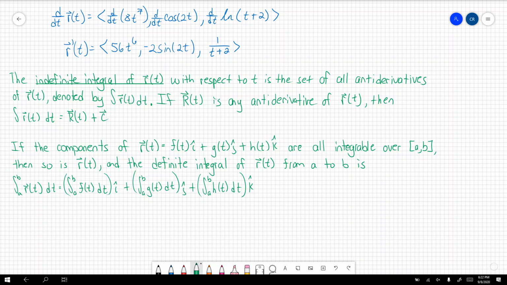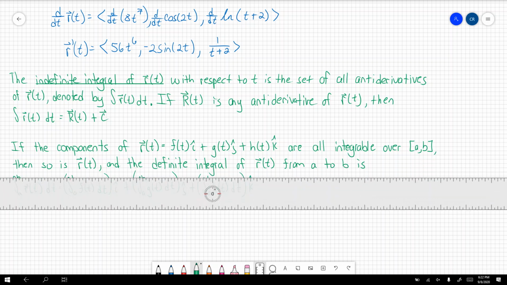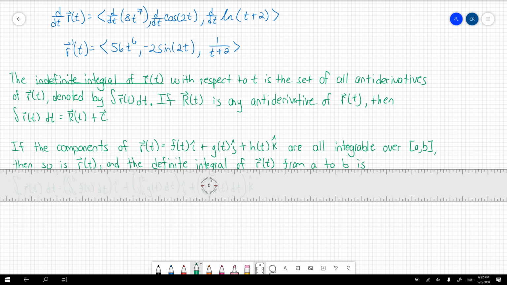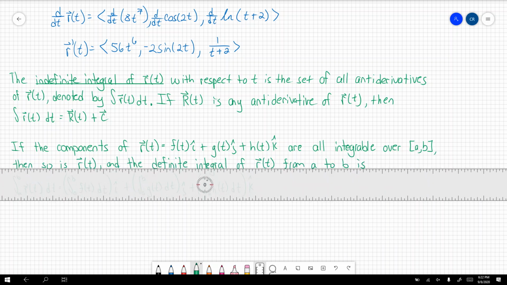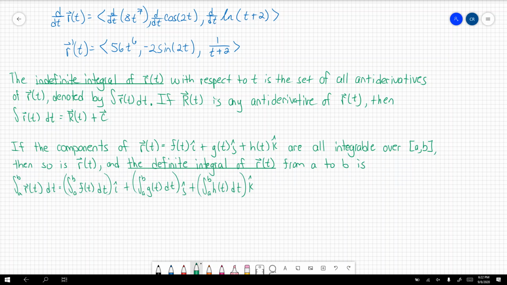All right, so here we are. Now, we're looking at the indefinite integral, and we're also going to be looking at the definite integral for a vector-valued function, r of t. Now, both of the definitions are on screen here. And again, they're going to be very, very similar to what we have from Calc 1.